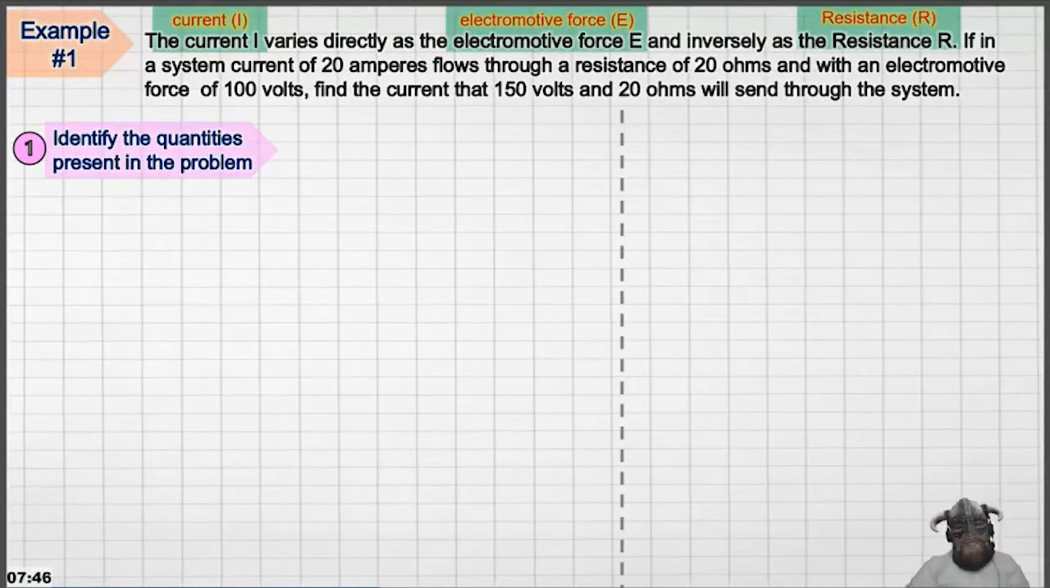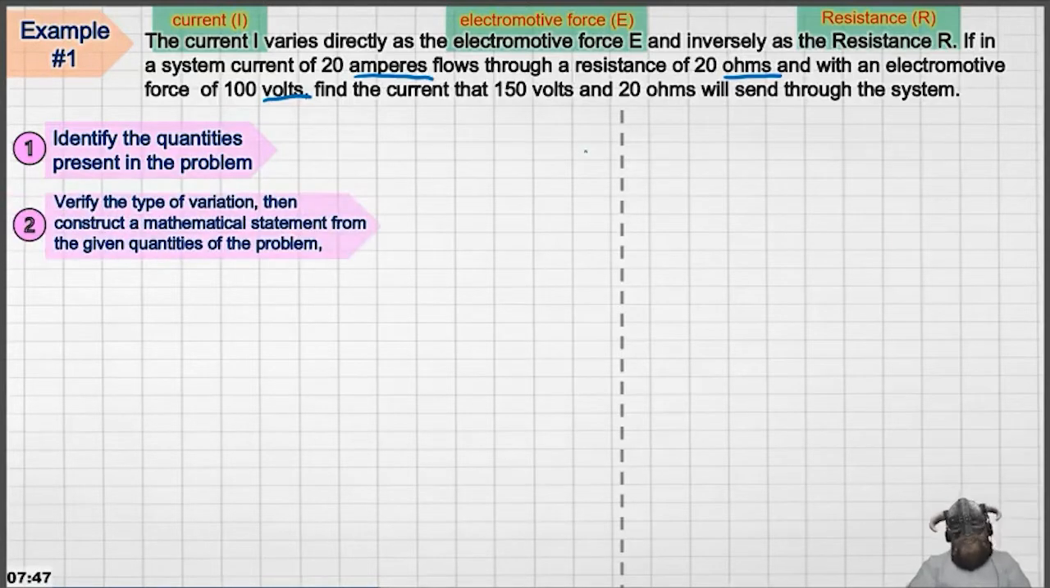But at the same time, you are also supposed to identify the unit para hindi ka malito just in case hindi banggitin yung quantity na to. So the unit for the current is ampere, the unit for resistance is ohms, and the unit for electromotive force is volts. So yan, maging familiar na lang tayo. Kasi mamaya ata sa tanong, pwedeng hindi banggitin yung mga quantity, yung mga unit lang nila. So at least alam natin kung ano yung mga quantities na yon depending on their units.